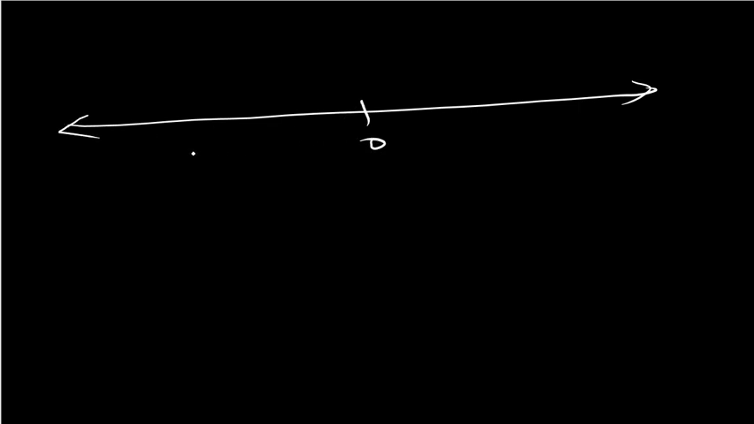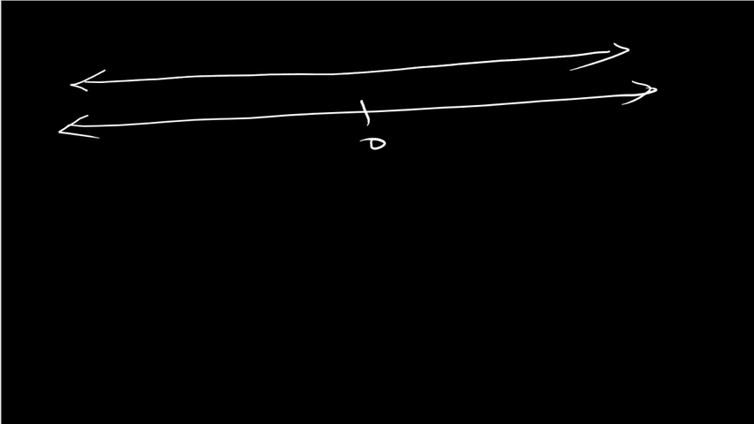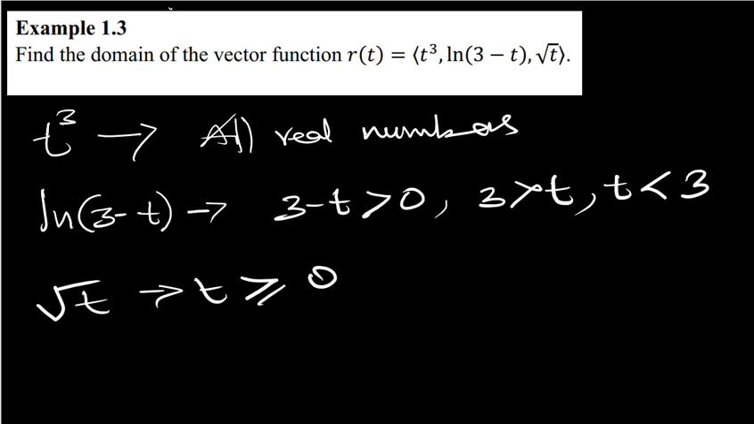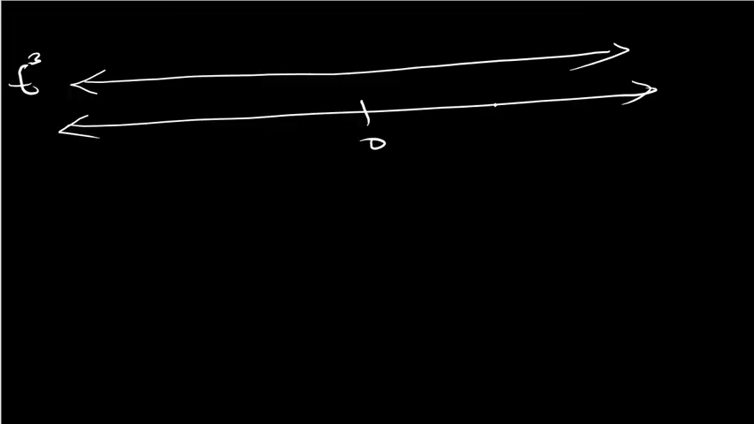In order to find the intersection of these three domains, the intersection of the domains of these three functions, we will use the number line. So this is our number line. The first one is all real numbers. So everything on the number line is defined for t cubed. Then the second one is defined when t is less than 3. So assuming 3 is here, we can illustrate that with an arrow pointing to the left, less than 3.